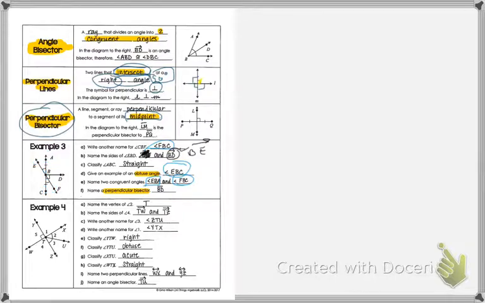Name a perpendicular bisector. Here I have this mark and this mark telling me that this piece and this piece are equal to each other. So this just cuts it in half at this point. I notice we have the box, which is 90 degrees. So it's safe to say that BD is my perpendicular bisector.